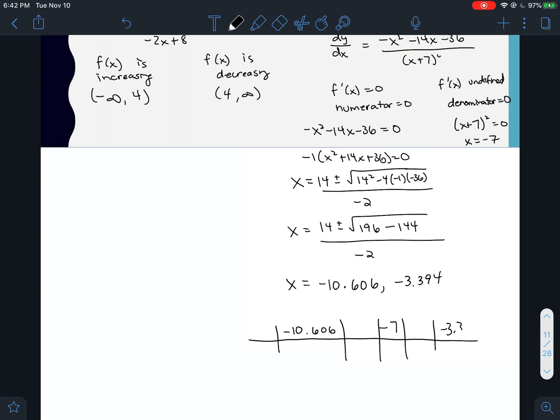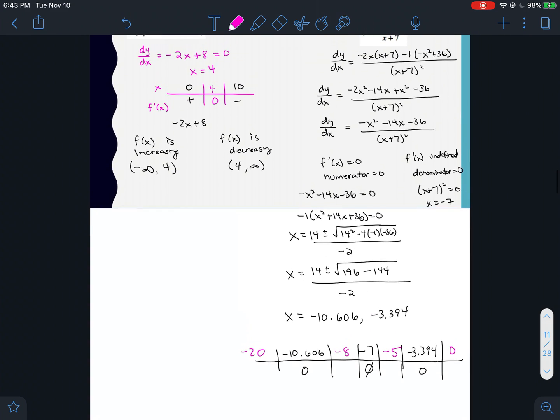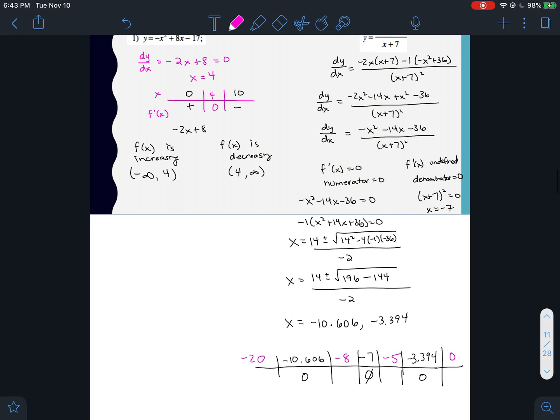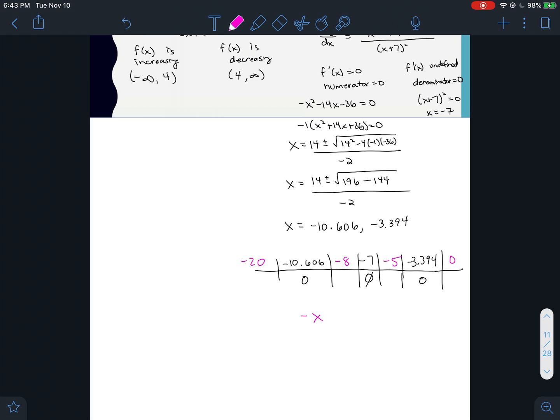So we'll make a sign chart. Negative 10.606, negative 7, and then negative 3.394. And that's where my derivative is 0 or undefined. It's undefined at negative 7, and it's 0 at the other two places. And then we're going to test. So I could test negative 20, I could test negative 8, I could test negative 5, and I could test 0. And we're going to plug it into the derivative function.